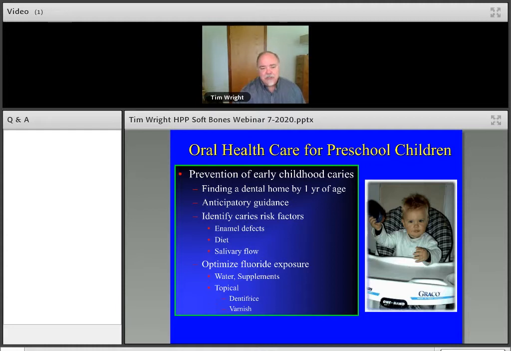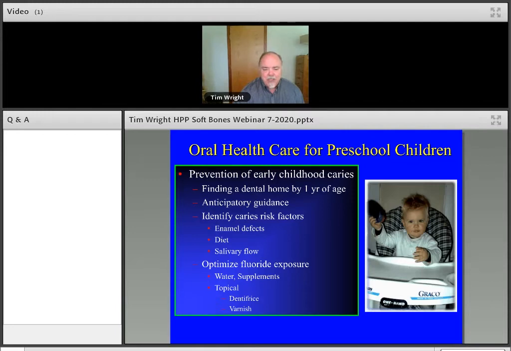Salivary flow is more of an issue for adults than it is for kids. Hypophosphatasia doesn't affect salivary flow as far as anybody's ever reported, and I don't know why it would, but it's not reported to do so. But other conditions do, certain medications do. And then fluoride exposure. Water fluoridation, if you have it. Fluoride supplements, not used as much anymore, but still out there if you need them. And then all the topical things that you can put on: toothpaste, varnishes, fluoride rinses.